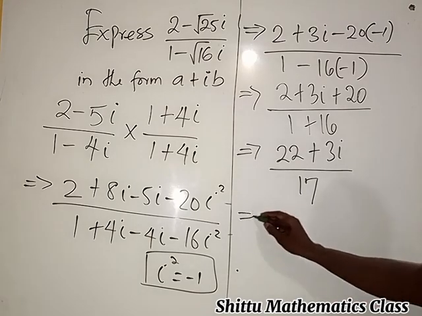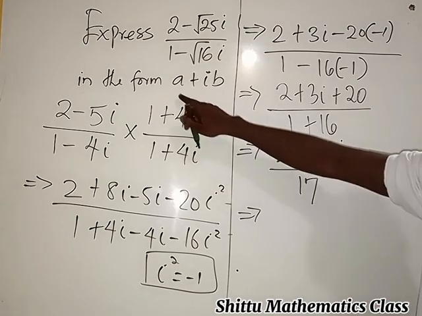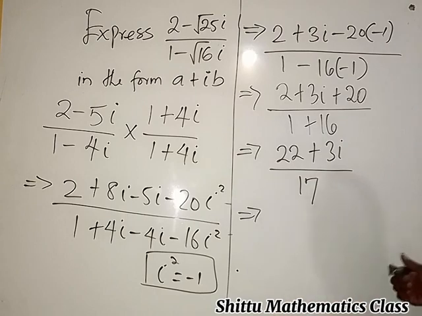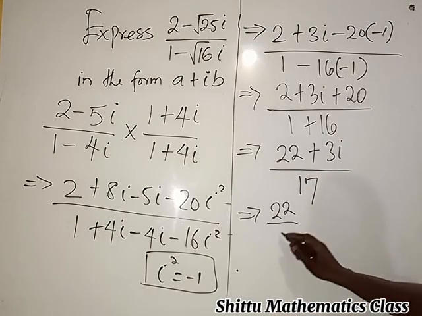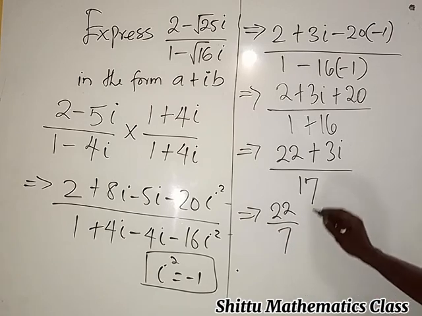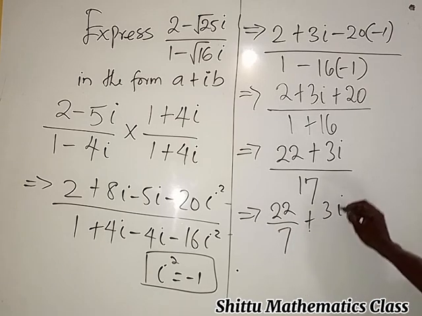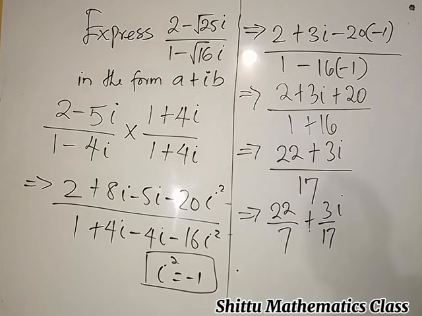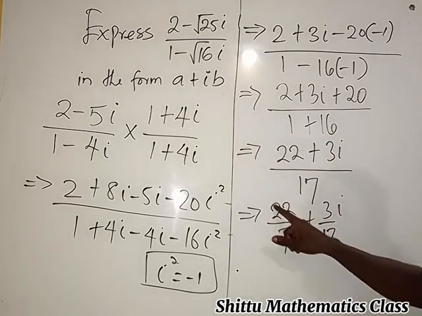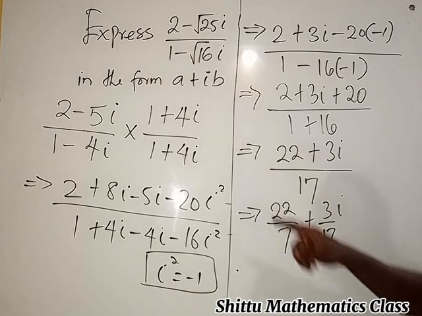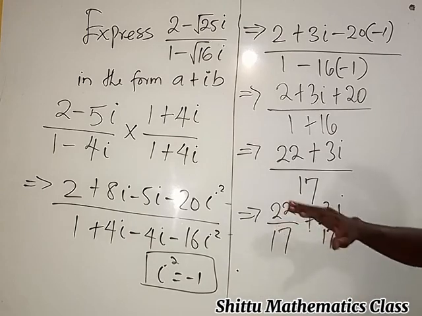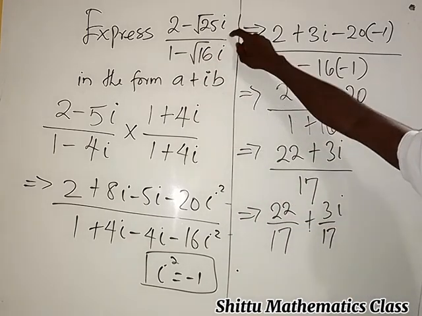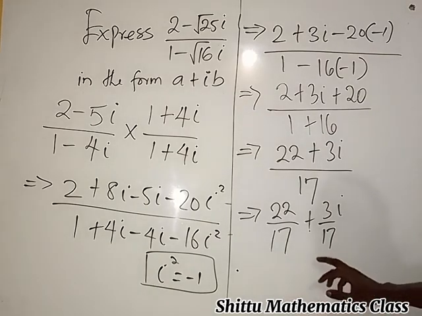Right? So to write this in the form a plus ib, what are you going to do? We're going to split this into real and imaginary parts. We have 22 over 17 plus 3i over 17. Sorry, this is 17, not 7. So we have a to be 22 over 17 and b to be 3 over 17. So we have this expression written in this form as this.